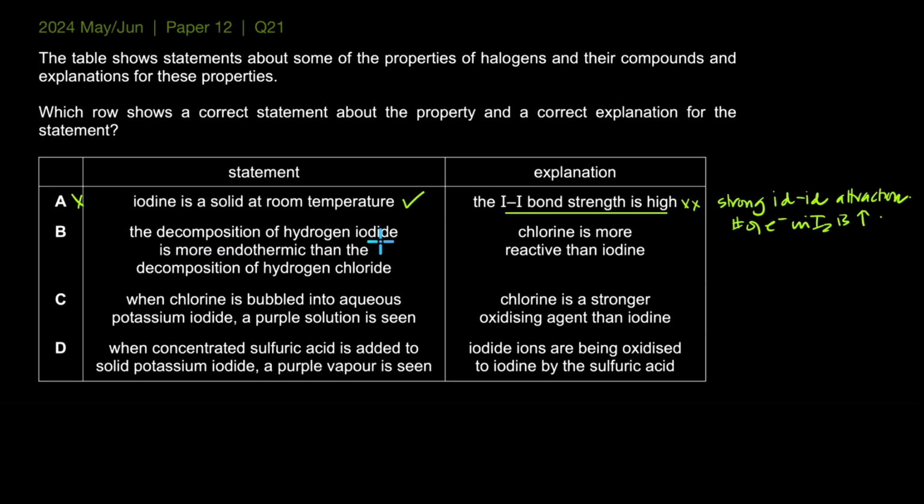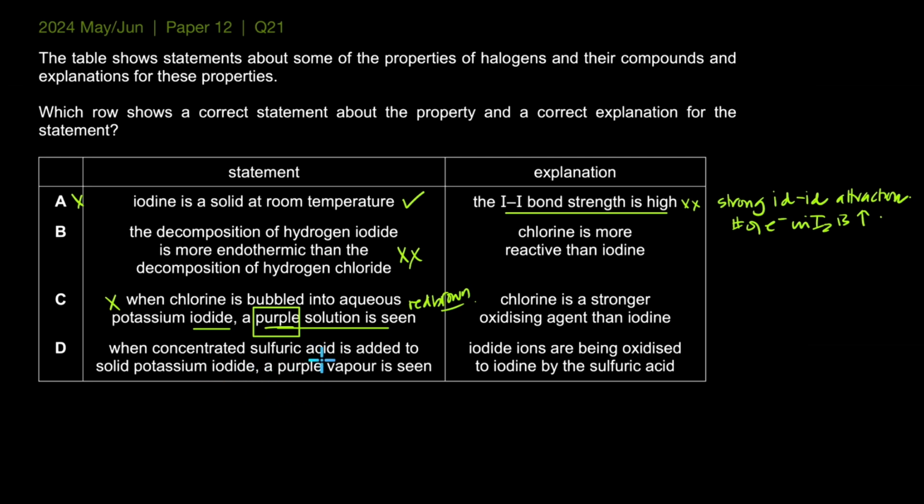Then the decomposition of HI is more endothermic than the decomposition of HCl. Not really. In fact, the decomposition of HCl would be more endothermic because it is harder to break. Then when chlorine is passed through potassium iodide, a purple solution is seen. Now there is a reaction, but it's not purple. That's the mistake. It is a red-brown solution because iodine solution is red-brown.